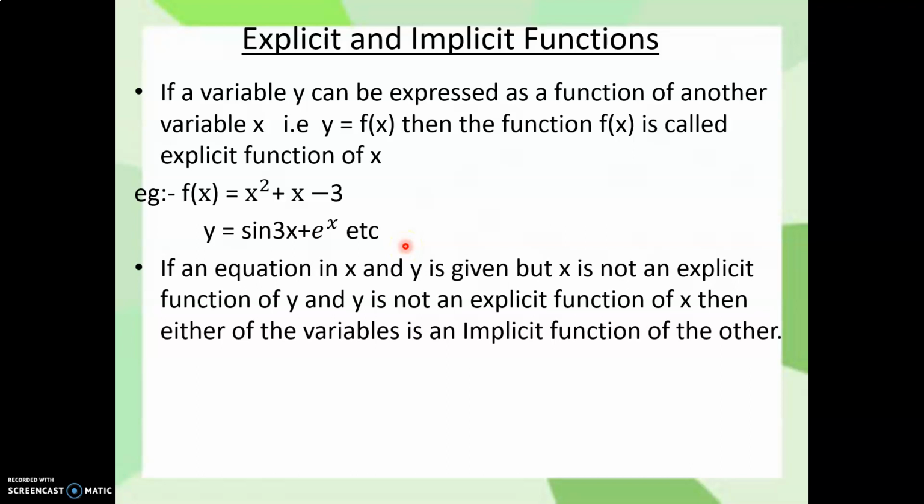Now next is implicit function. If an equation in x and y is given but x is not an explicit function of y and y is not an explicit function of x, then either of the variables is an implicit function of the other. That means if the given function is like this, ax square plus 2hxy plus by square is equal to 0, here we cannot split this in only one variable. So it's a combination of x and y. This kind of functions are called implicit functions.